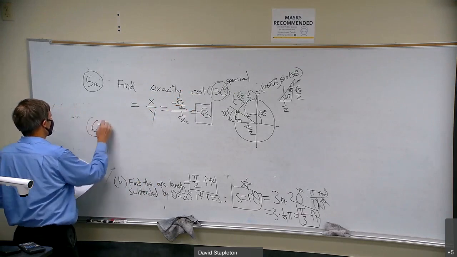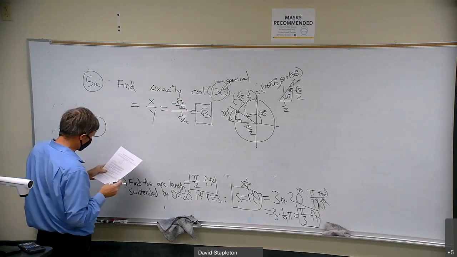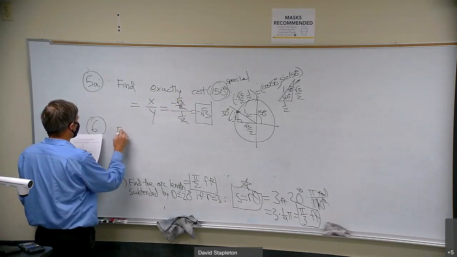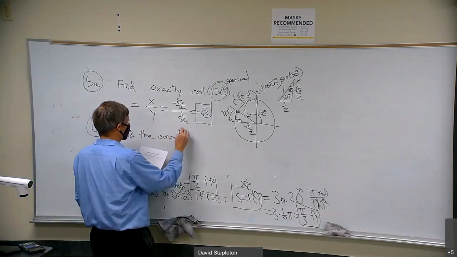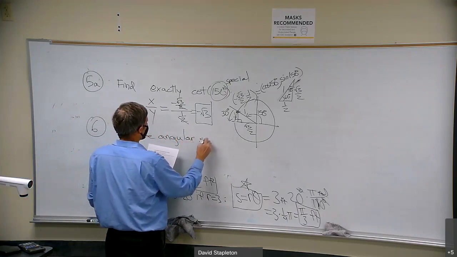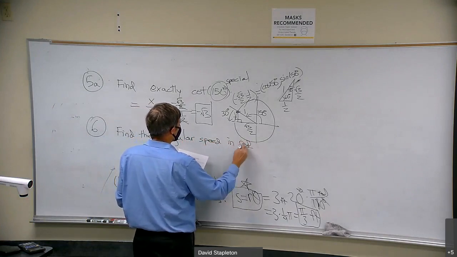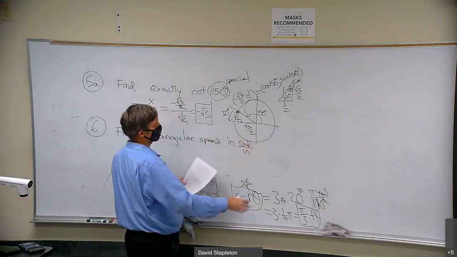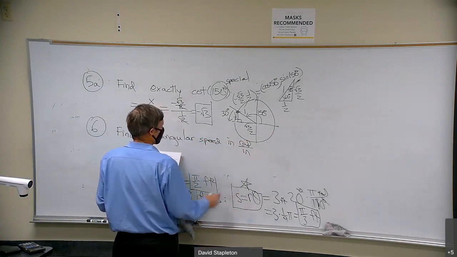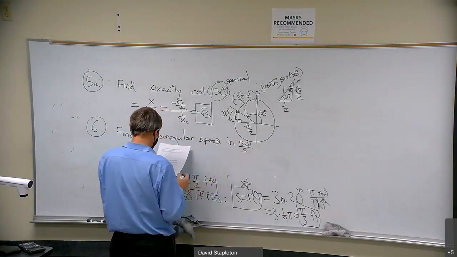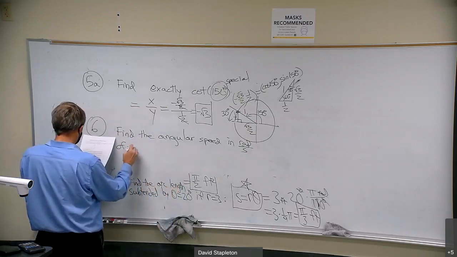Number 6. This is not a major concept, but it's kind of tricky. It's not bad, it's easy, but it's kind of tricky. Find angular speed. That's like in radians per second or degrees per second. Let's say for this one in radians per second. That's the rate at which an angle changes. Linear speed is distance per second, like feet per second or miles per hour. Find it in radians per second of an object that travels at linear speed along a circle.